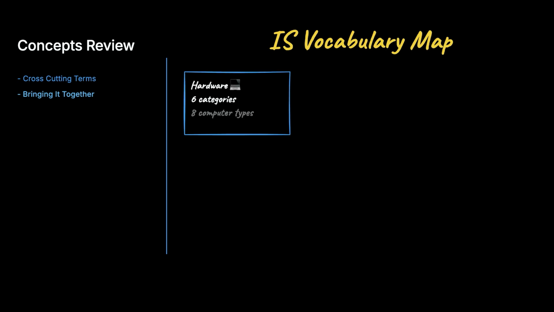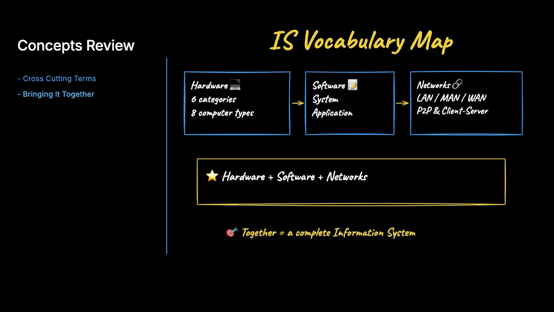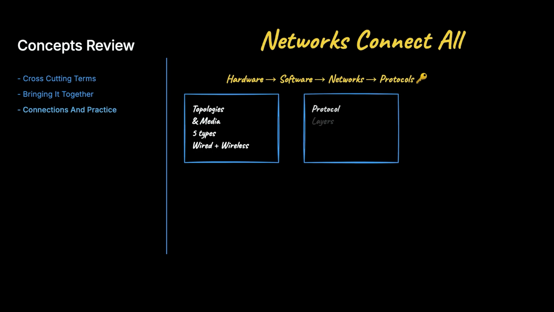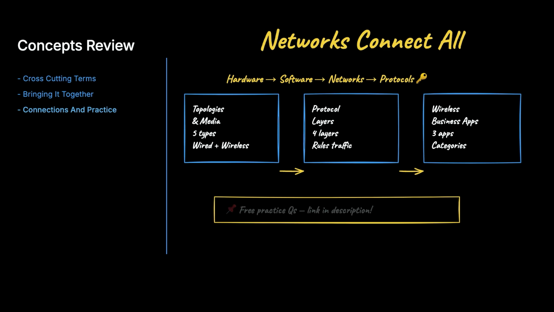Let us bring it all together. Today, we journeyed through the entire vocabulary of information systems. We covered the 6 categories of hardware and the 8 types of computers. We sorted software into system and application. We compared local, metropolitan, and wide area networks along with the peer-to-peer and client-server architectures that run on them. We mapped the 5 topologies, the 4 protocol layers, the wired and wireless media, the wireless network categories, and the trio of wireless business applications. Notice how it all connects. Hardware runs software. Software talks across networks, and networks follow protocols.